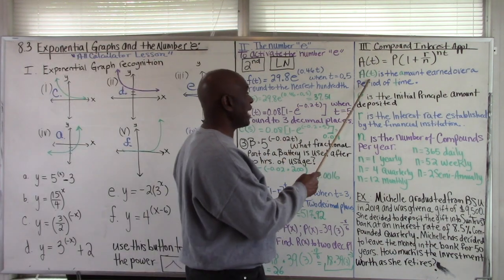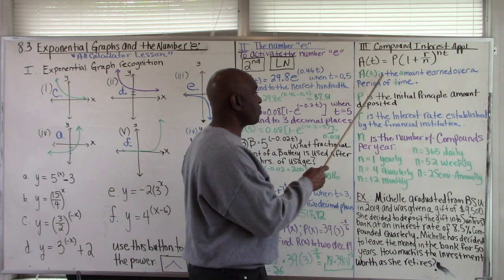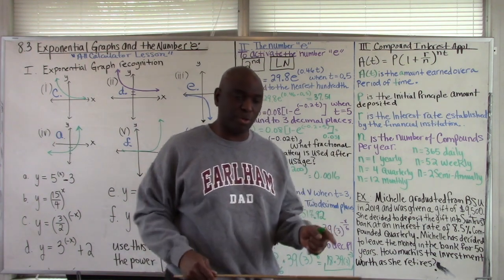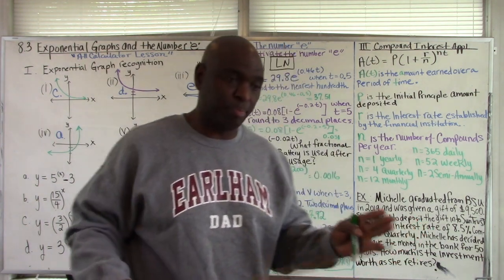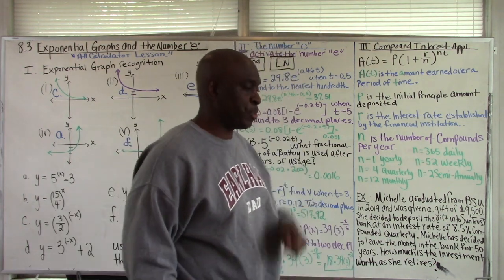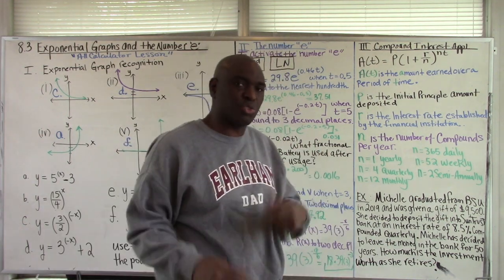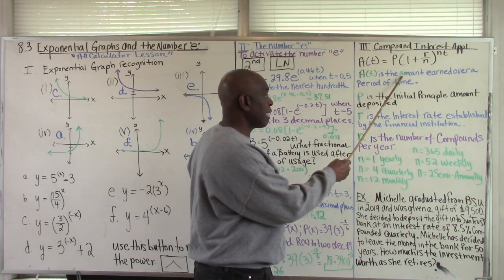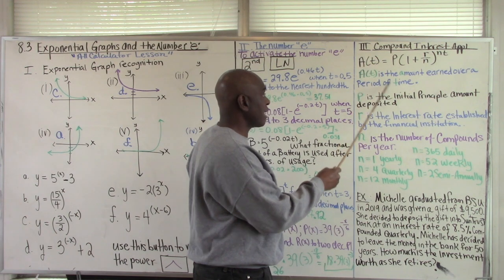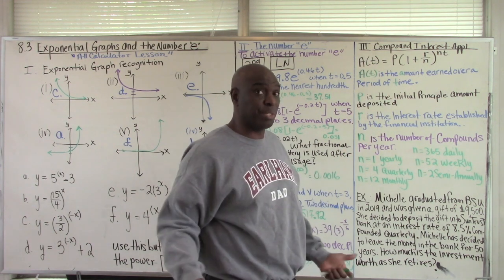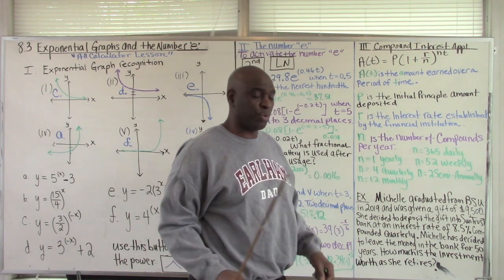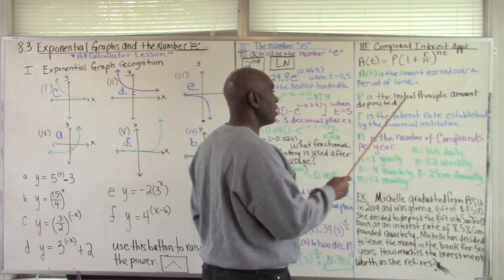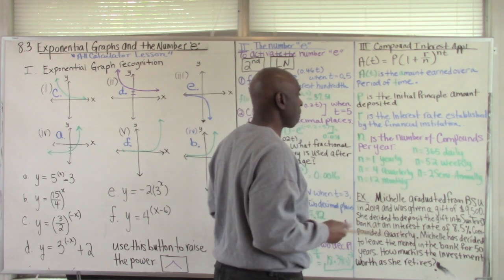All right, so A of t, right here, is the amount earned over a protracted period of time, okay? When you project how much you're going to have over 10 years, 20 years, 30 years. So this A represents the A in the word amount, and this T is the actual time that we're talking about here, how many years. So it's the amount earned over a projected period of time. That's what this represents.